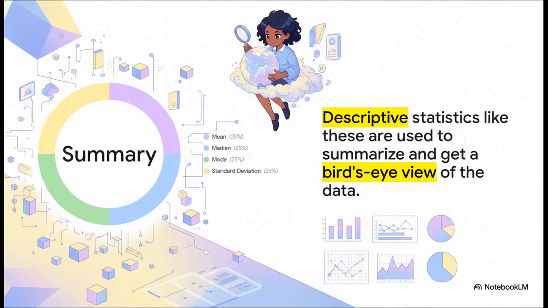The very first step is always to just summarize everything. You use what are called descriptive statistics, things like the average, the middle value, and how spread out the numbers are, just to get a basic feel for your sample. What's typical? How much do things vary? It gives you that first bird's eye view of your results.